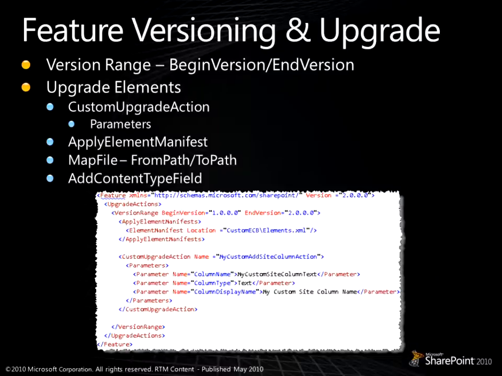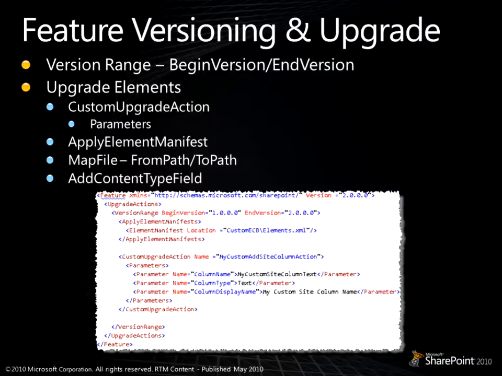Version range denotes the target version of the upgrade. Any feature with this version or newer, or where the version does not exist, will be upgraded to the end version. The feature version of the upgraded feature will be updated to reflect the new end version statement. We have multiple different ways to define these feature actions in XML, and there are different kinds of things we can do. Let's go through these one by one. So we have the apply element manifest. This allows for additional manifest files as part of the feature upgrade.